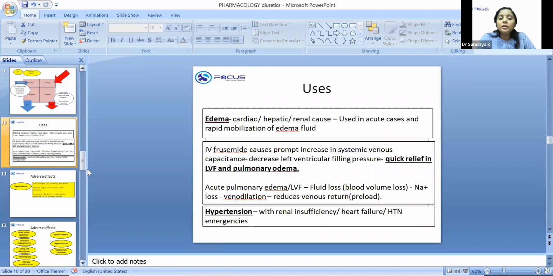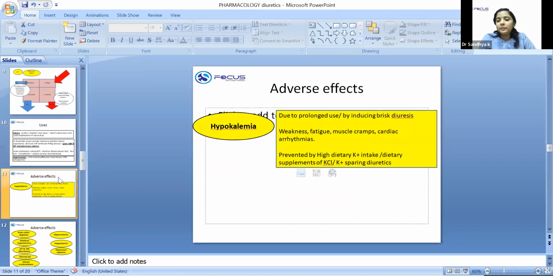Okay. Now what are the adverse effects of furosemide? First, we know it is reducing the level of everything in the body, like hyponatremia, hypocalcemia, everything is there. Among that, hypokalemia is of more significance because the body is actively removing potassium, not the excess potassium. Okay, it is actively removing the normal potassium from the body, which will result in hypokalemia. And what are the effects of hypokalemia? There will be weakness, fatigue, muscle cramps, and even cardiac arrhythmias can be formed.